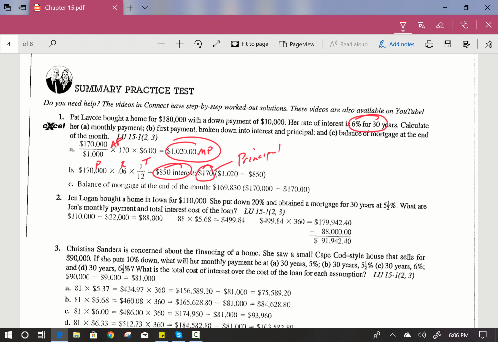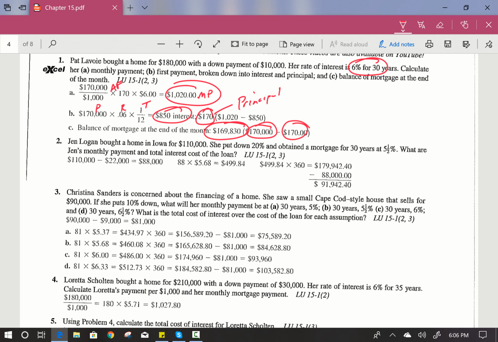Then the balance of the mortgage at the end of the month: we're going to subtract the $170 principal from the beginning balance of $170,000, which gives us the ending balance at the end of the first month of $169,830. Okay, number 2. Jen Logan bought a home in Iowa for $110,000.